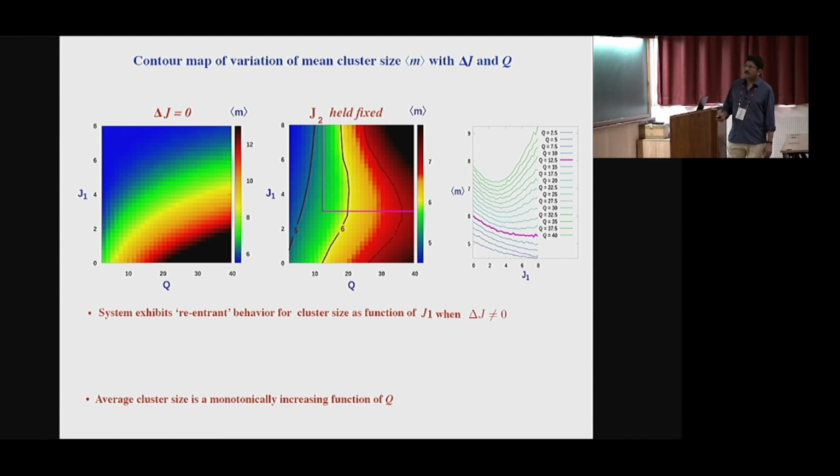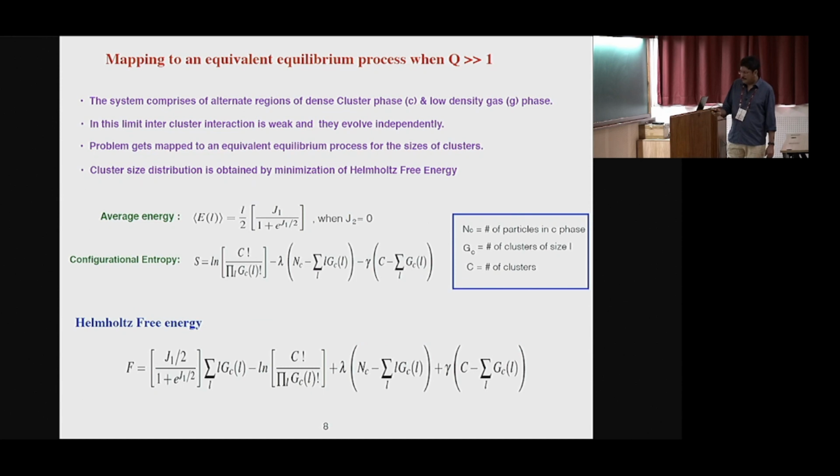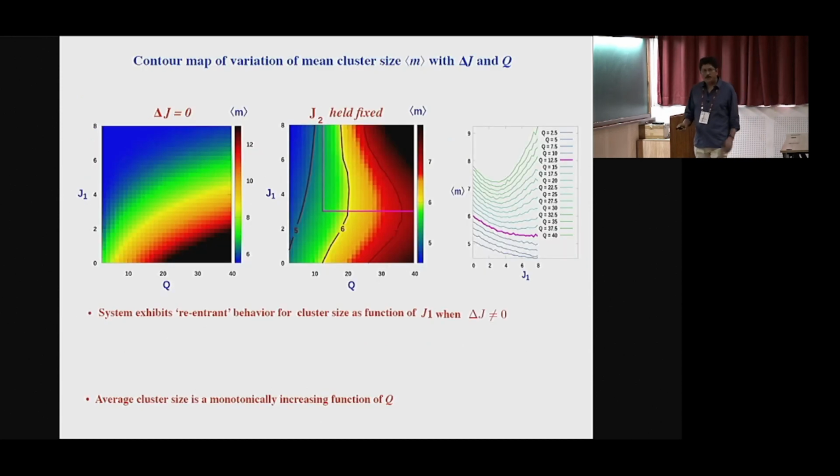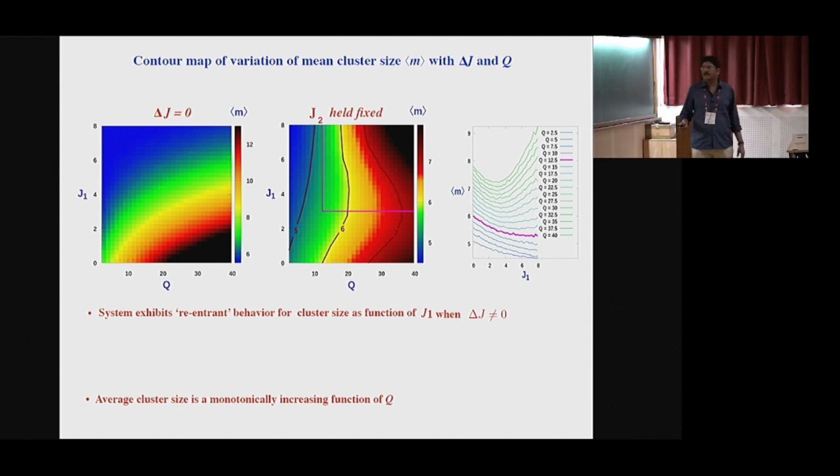We also observe in the simulation that the average cluster size is a monotonically increasing function of Q. Another observation was that if you look at the average cluster size in this high Q regime, then it scales as Q to the power of half. So how does that dependence come about?